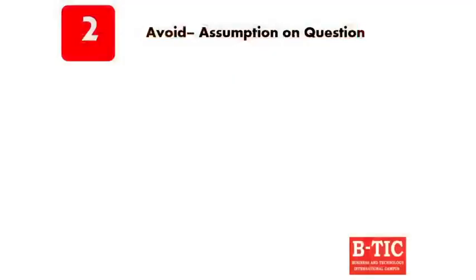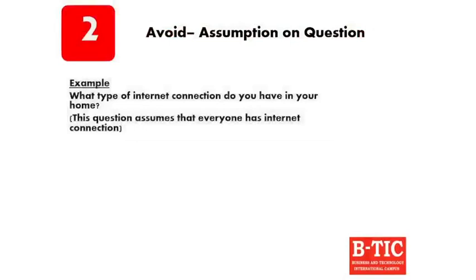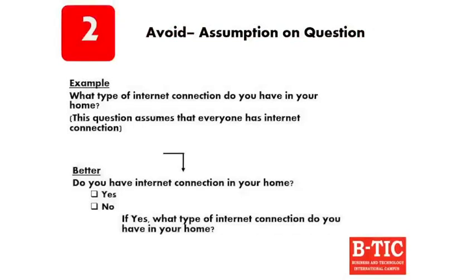You should not ask questions on assumptions. You never ask someone what type of internet do you use, because you assume they have internet already. So you have to ask them first, do you have internet? If they say yes, then you ask the second question, what type of internet is it. And you never ask someone, what is your diabetes level? Because you assume they are diabetic already. So you ask them, are you diabetic? If they say yes, then you ask the next question, what is your blood sugar level?